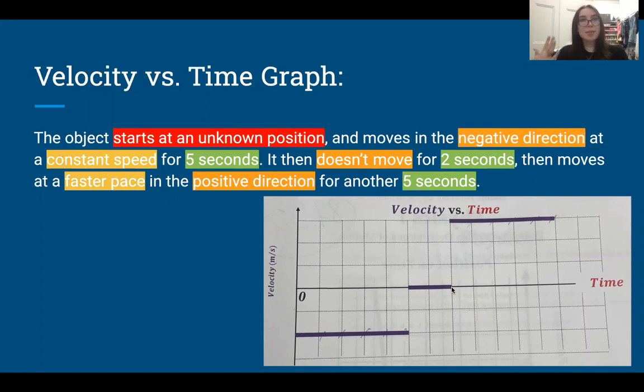Then it moves at a faster pace in the positive direction for another 5 seconds. So how do we know it's going at a faster pace? I know it's going faster than the previous line because it's further away from the x-axis. If it were 1, 2 tick marks away up here, then it would be moving at the same speed. But since it's 3, meaning 1 farther away from the x-axis, that means it's moving faster. And we know it's in the positive direction because it's on the upside of the x-axis for another 5 seconds. Again, 1, 2, 3, 4, 5. So pretty simple, straightforward. That's how you do a velocity versus time graph.